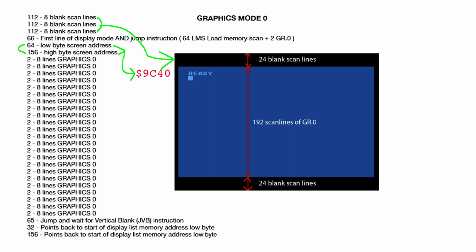That data could be a picture, or it could be text that you want to display on the text screen. It's basically a pointer in memory to where the data is going to start. And the 66 is comprised of a command 64, which stands for load memory scan, plus the number 2, which represents graphics 0. And this will all make sense shortly as we continue to talk about display lists.